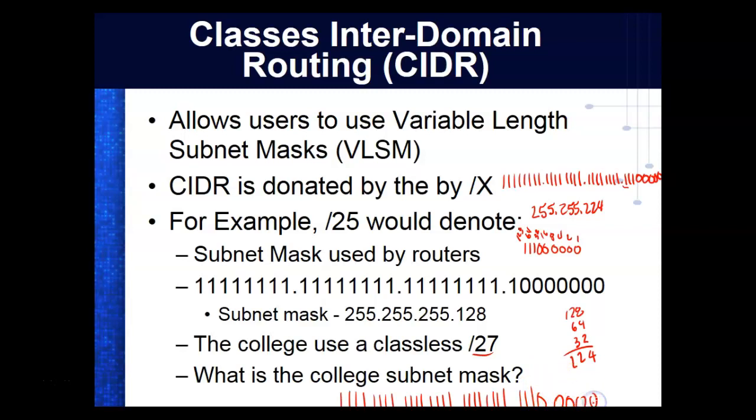So let's see, 1, 2, 3, 4, 5. So it's 2 to the 5th, which would give us 32 computers on the subnet. Yeah, 2 to the 5th.